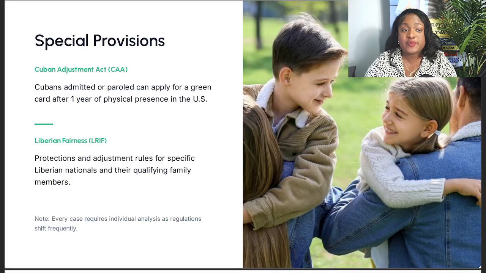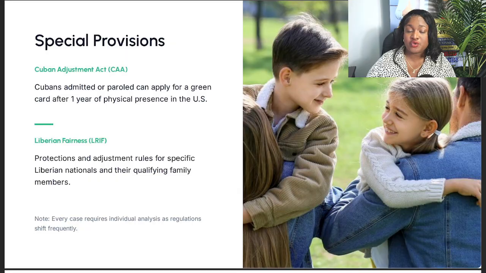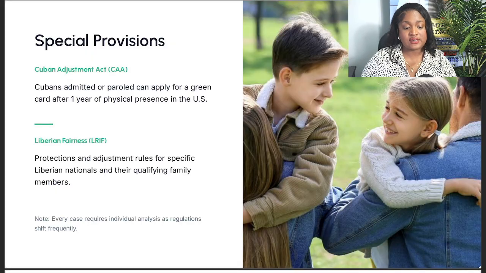We do have a few special provisions, such as the Cuban Adjustment Act. The Cuban Adjustment Act is a different law for Cubans. That means if they've been in the United States over 1 year, they can do the adjustment of status, and also for Liberians. Those are the exceptions. If those people come to this country, they do not have to go through what everybody else goes through. After 1 year in the United States, they have specific rules or laws that protect them and could take them to a special route to get the green card and later citizenship. Every case requires analysis and regulations.